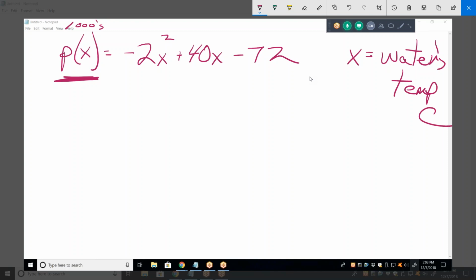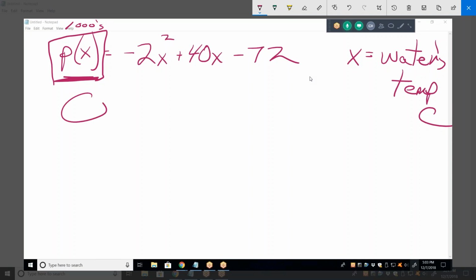Okay, so how am I going to figure that out? Well, what would P of X be with no fish? Which A, B, or C? Which one represents? Hold on. We're talking about P of X. That's the number of fish that are in the ocean. We're not talking about what's on the right side. We're talking about P of X. P of X means the number of fish in thousands. So if they're talking about no fish, what is P of X?